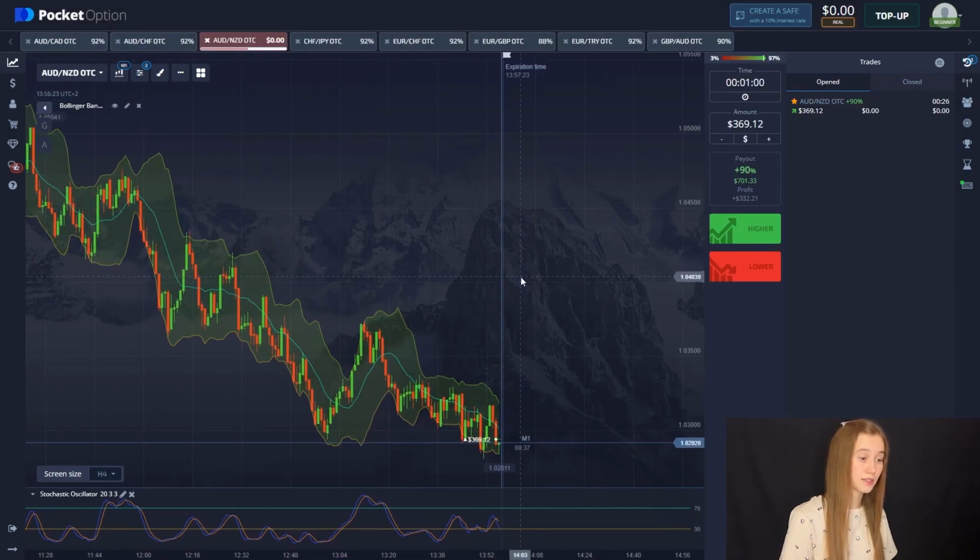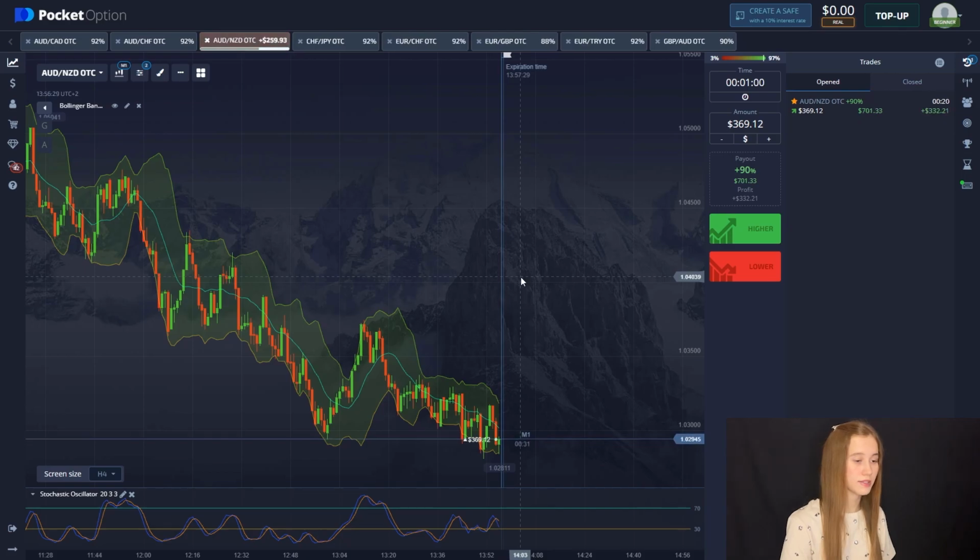We played ahead of the curve again, and in the end I think there should be an exit, and in any case our deal should close in plus. Let's see, 15 seconds left. A slight reversal, I think.